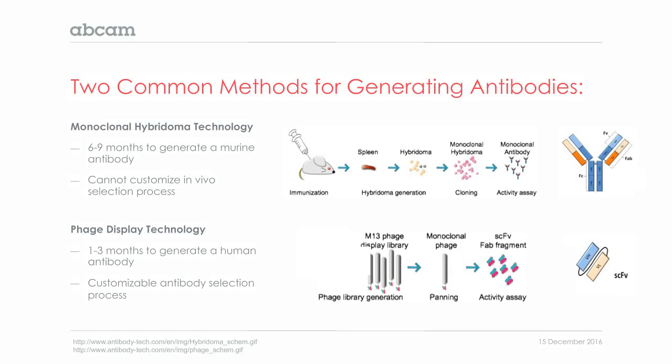So phage display technology has several advantages. It only takes around 1 to 3 months to generate a human antibody. And if we want to use these antibodies as therapeutics, they need to be humanized. And then finally, for our purposes, we can customize the antibody selection process. And I'll explain what I mean by that in the coming slides.